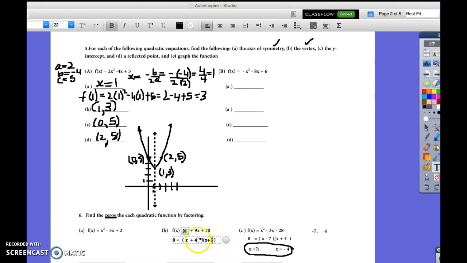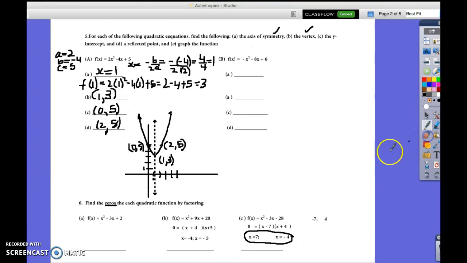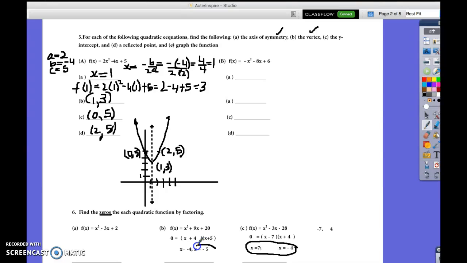What X value would make this 0? And yes, you said it. X equals -4 would make that 0. How about this parenthesis here? Which X value would make X plus 5 equal to 0? You said it as well. X equals -5. So those would be the two what are called zeros or roots of this quadratic equation. Those will be the answers.